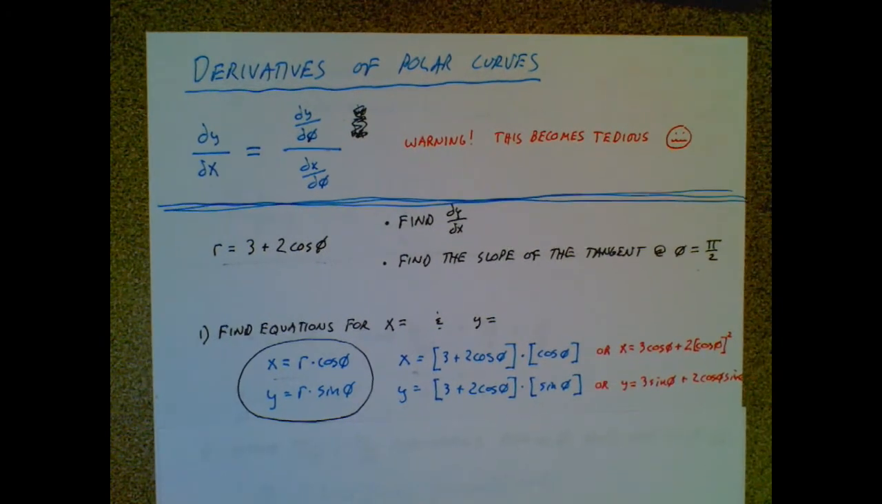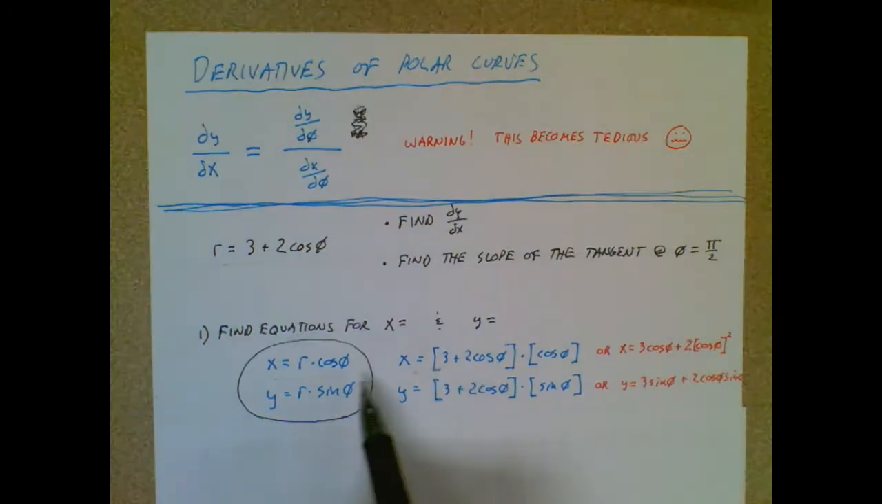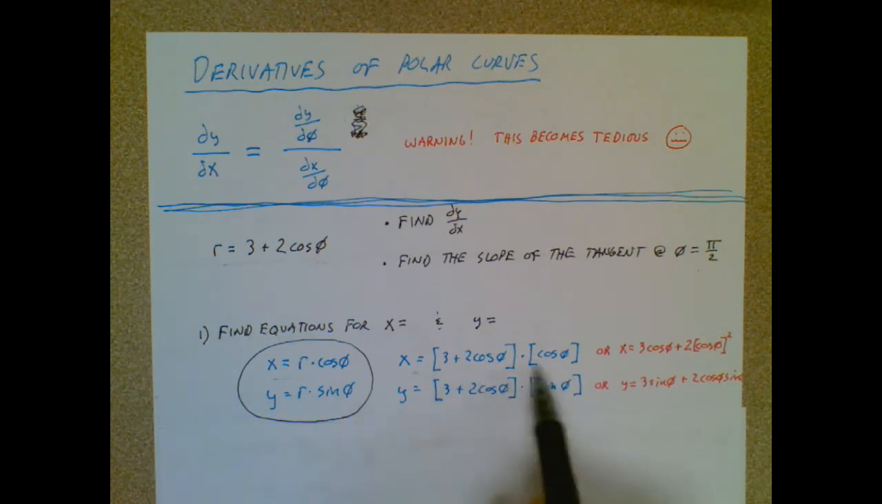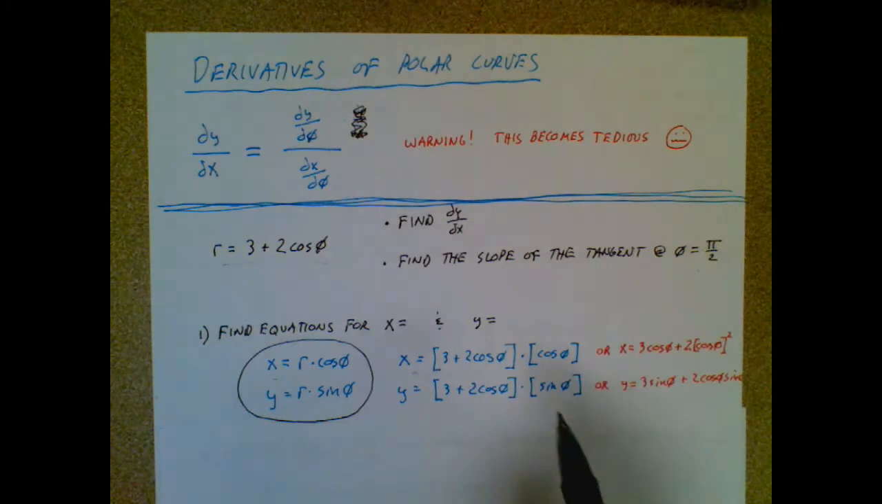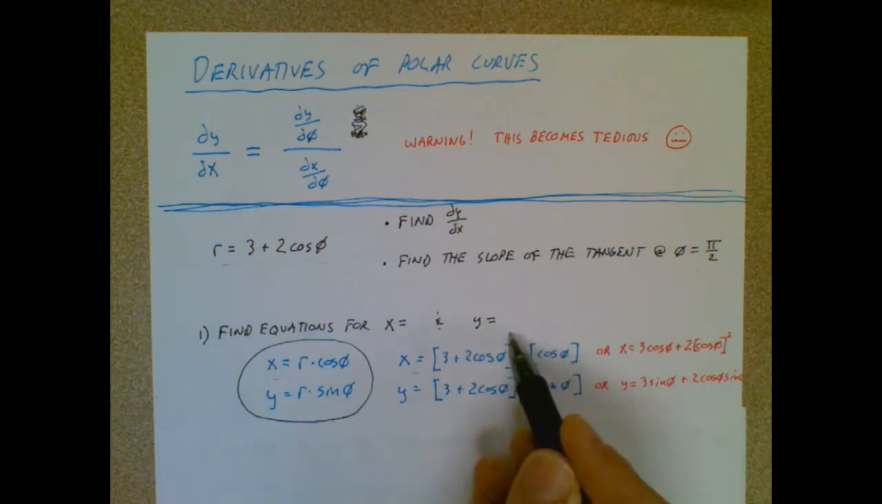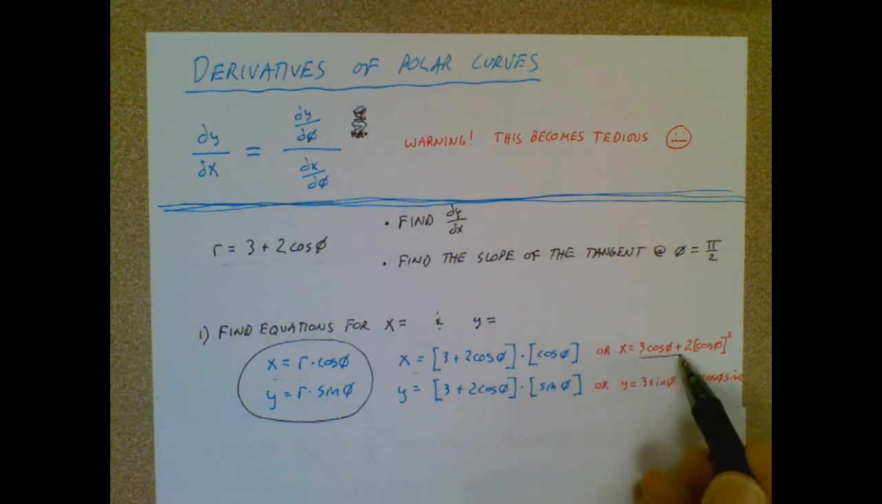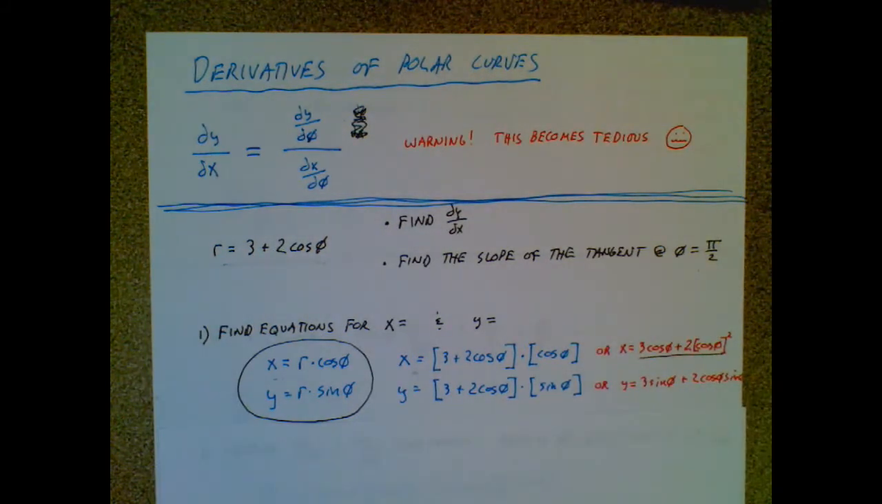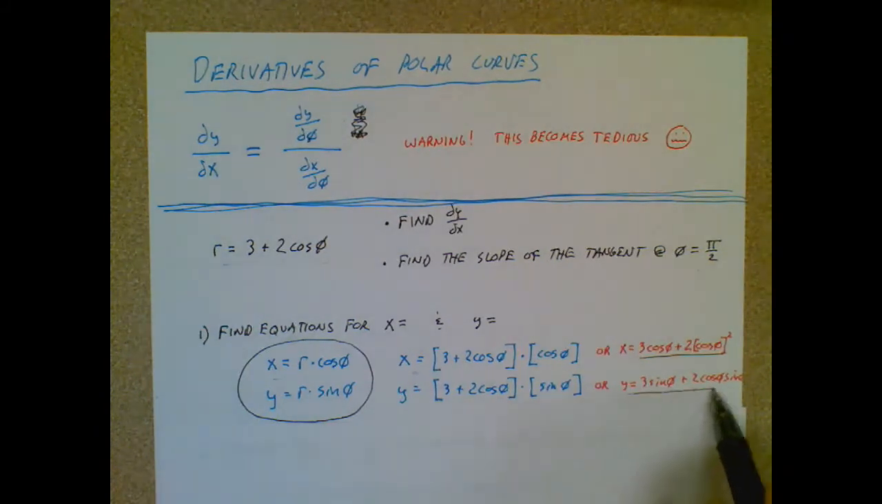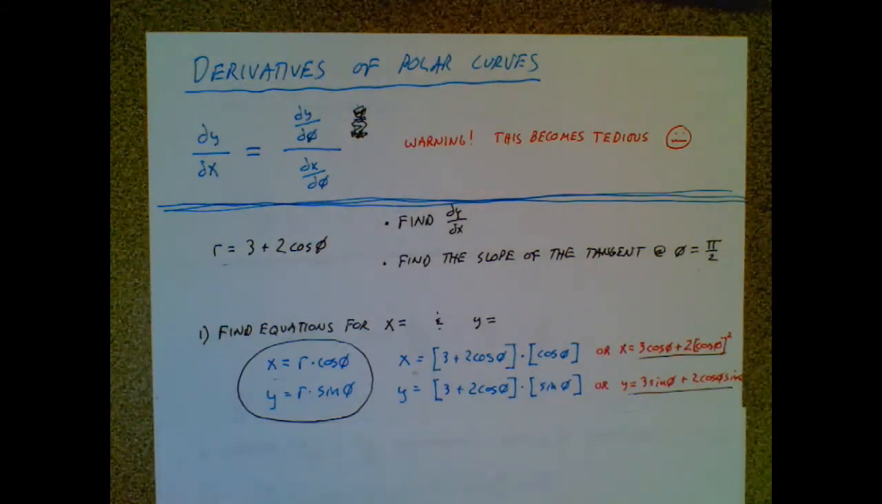A small point before we move on to that. I left following this formula, r times cosine θ, r times sine θ, in this form that looks like something times something. But if for some reason you thought it was going to be easier to distribute the cosine into both of those and use that, go for it. It's equivalent. Distribute the sine in and get that. Go for it. It's equivalent.